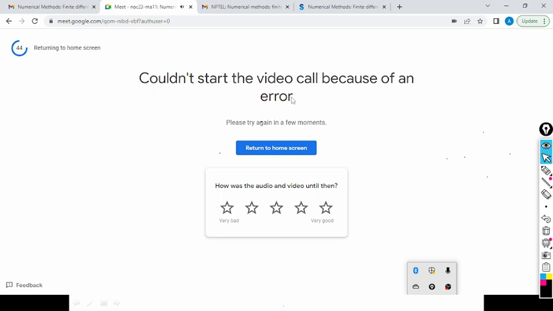So sorry for the interruption. So here, as you can see, the Euler method formula is: yn plus 1 is equal to yn plus h times f of xn comma yn. So when you put n equal to 0 for the first iteration, you will get y1 is equal to y0 plus h times f of x0 comma y0.